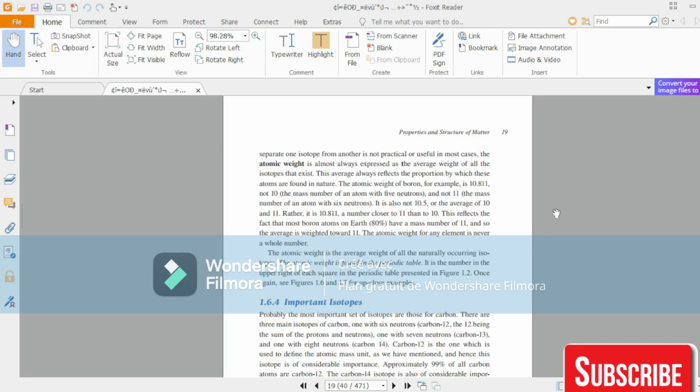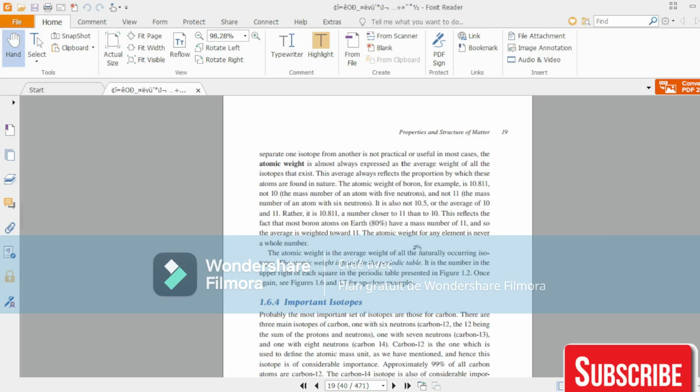The atomic weight of boron, for example, is 10.811, not 10, the mass number of an atom with 5 neutrons, and not 11, the mass number of an atom with 6 neutrons. It's also not 10.5, the average of 10 and 11. It is 10.811, a number closer to 11 than to 10. This reflects the fact that most boron atoms on Earth, 80%, have a mass number of 11, and so the average is weighted toward 11.